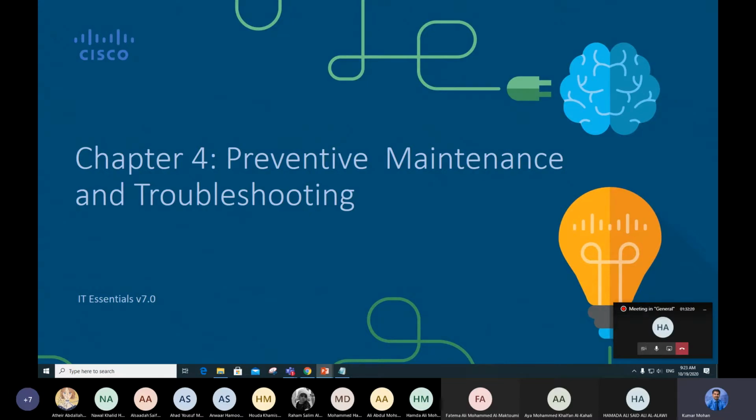Okay, so what is meant by preventive maintenance? Because we are working with hardware, we do preventive maintenance, just like for our car. Why do we do the car service every 2 months, 3 months or 4 months? Why do we change the oil? Why do we check the tire pressure? Why do we check the fuel? Everything, we are doing some maintenance.